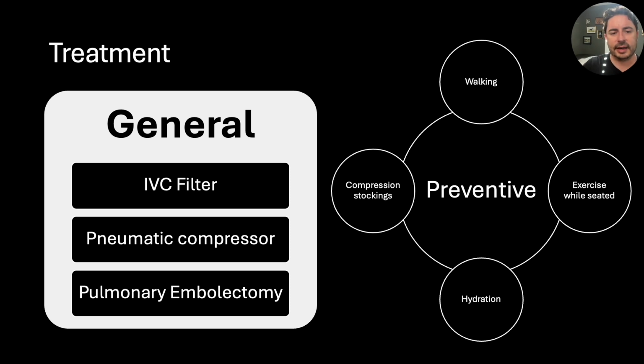And the last thing here is a pulmonary embolectomy. Pulmonary embolectomy is a surgical removal of clots from the pulmonary circulation. This is our last resort for treating any pulmonary emboli, and it's because there's an increased risk to the mortality rate when we're talking about taking these procedures on.